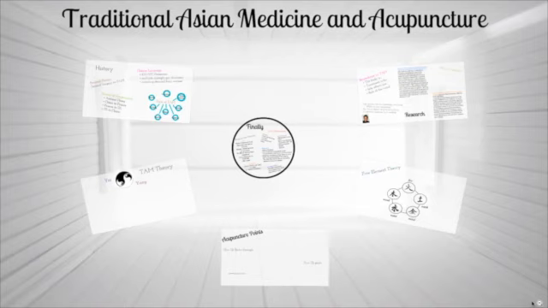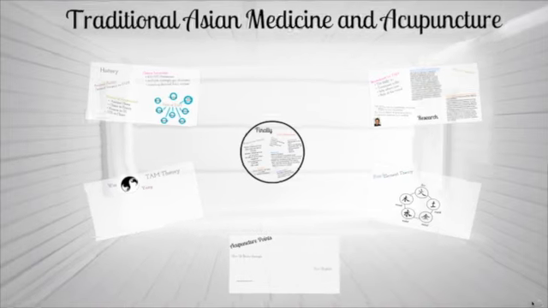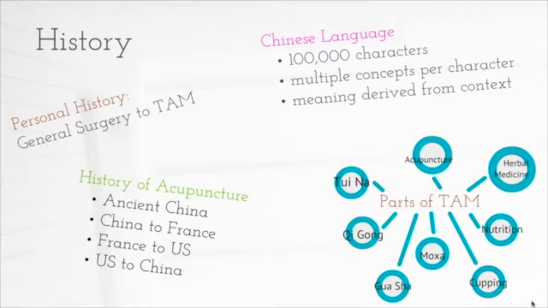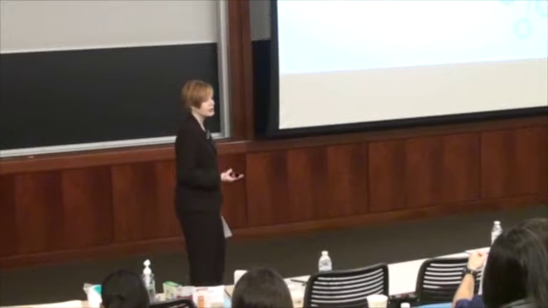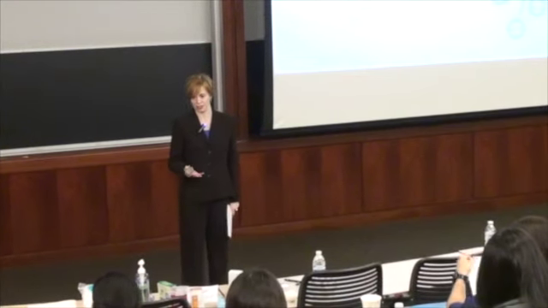And we already heard this a little bit in the plenary session, that this has been going on for a long, long time. So traditional Asian medicine and acupuncture has been practiced in China for about 2,500 years. It started off as an oral tradition and then gradually made its way into a written tradition.